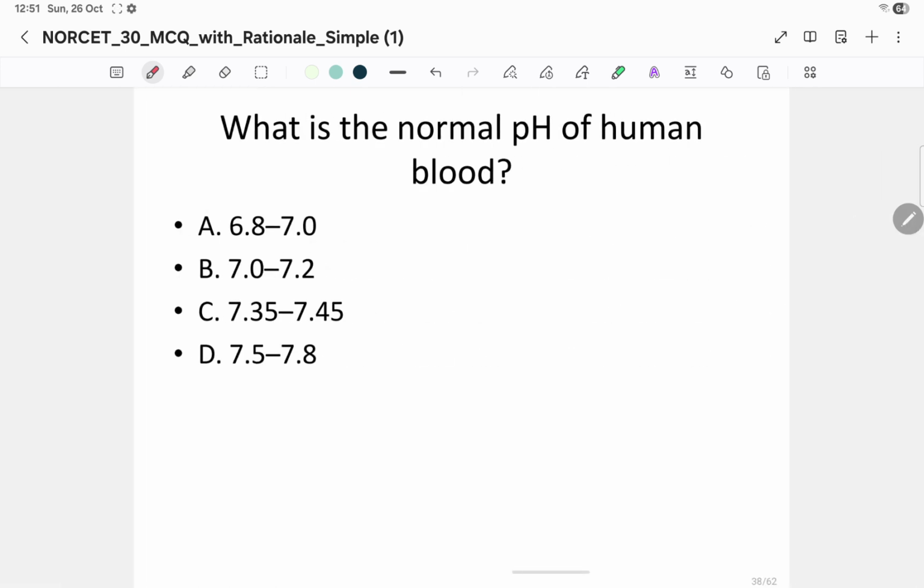Next, what is the normal pH of human blood? A. 6.8 to 7. Option B. 7 to 7.2. Option C. 7.35 to 7.45. Option D. 7.5 to 7.8. And the correct answer is option number C. 7.35 to 7.45 is a normal pH range. A value less than 7.35 will be acidic, and more than 7.45 alkaline or basic. Clear?